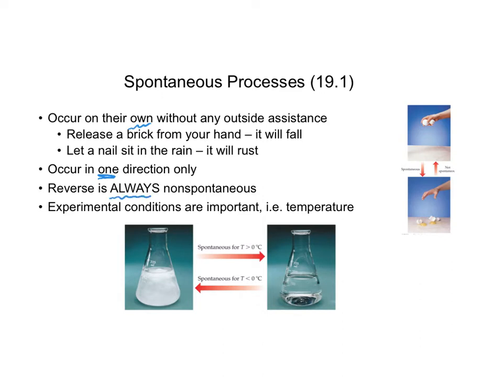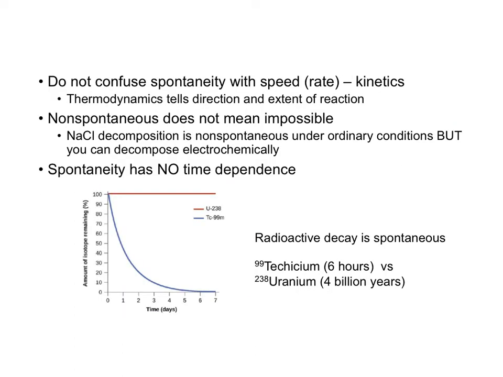We're going to go into a little more detail. Experimental conditions are very important. So what do we have? First, please don't confuse spontaneity with speed. Thermodynamics, this chapter, tells you the direction, but not the extent of the reaction. That's going to be equilibrium. Kinetics is speed. This is going to be our direction.